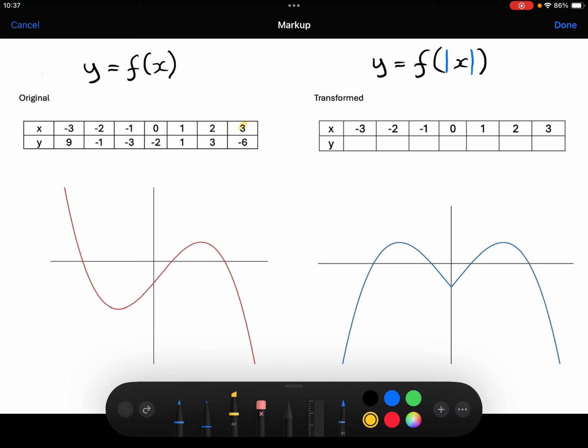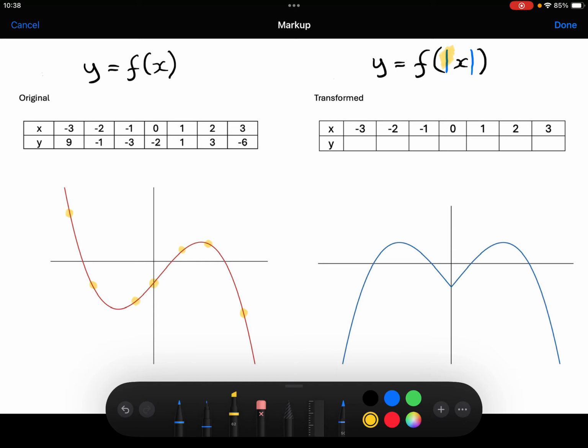So previously when I substituted 3 into my function, I got minus 6 out. So the coordinate (3, -6) is down there somewhere. When I substituted 2 into my function, I got 3 out. So that's roughly there. When I substituted 1 into my function previously, I got 1 out. So that's roughly there. When I substituted 0 into my function, I got minus 2 out. So that's there. And so on. (-1, -3) is roughly there, (-2, -1) is roughly there, and the coordinate (-3, 9) is roughly up there. So that's the original function.